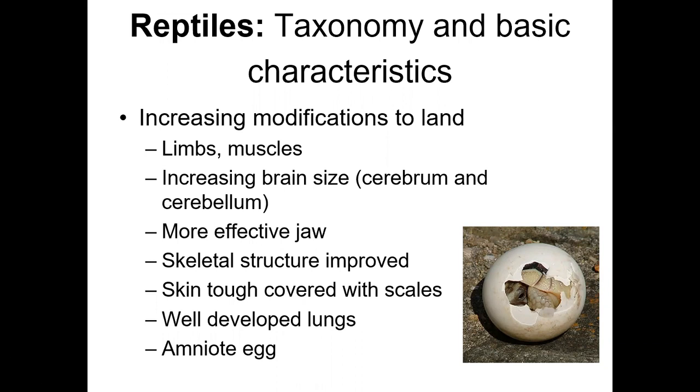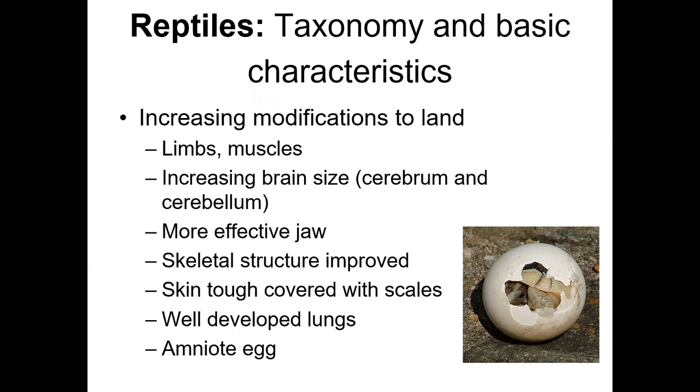Now, when you think about this increasingly keratinized skin, this was effectively reducing the cutaneous respiration that we primarily see in amphibians, leading to a far more effective means of respiration through pulmonary respiration or breathing atmospheric oxygen. This allowed for an increase in the size and the partitioning of the reptilian lung.